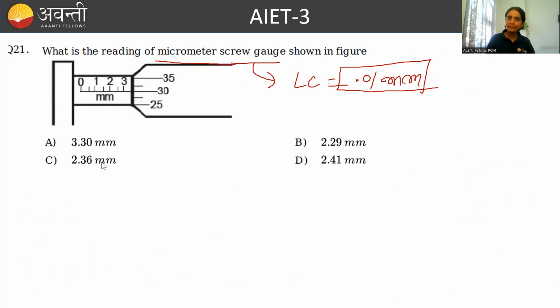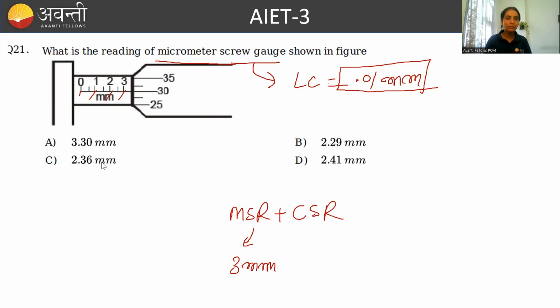If you have to give the reading of a screw gauge, you need to find out 2 readings. First is the main scale reading and second is the circular scale reading. Okay? So what is the main scale reading? On the main scale, you can see how far it is visible. 0 is visible, 1 is visible, 2 is visible, 3 is visible. Beyond it, it's not visible. So main scale reading is 3 millimeter.